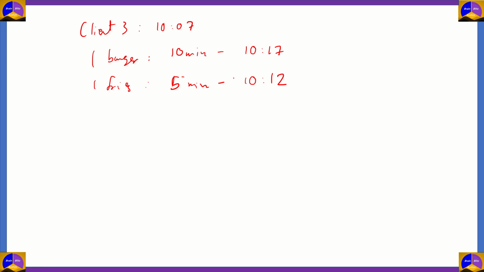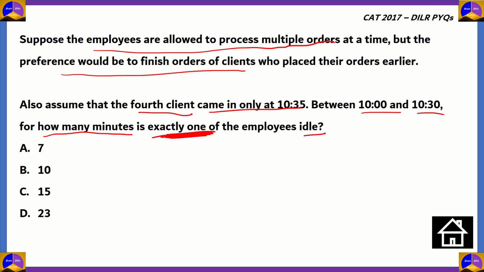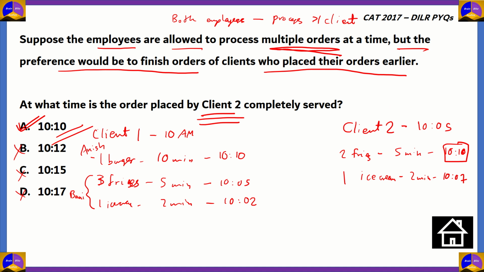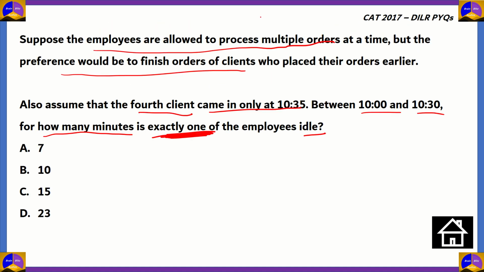Okay, so basically, client 3 is completely served in the new scenario at 10:17. Now we need to find out how many minutes is exactly one of the employees idle. Now, what does idle mean? The term idle here refers to not processing food.